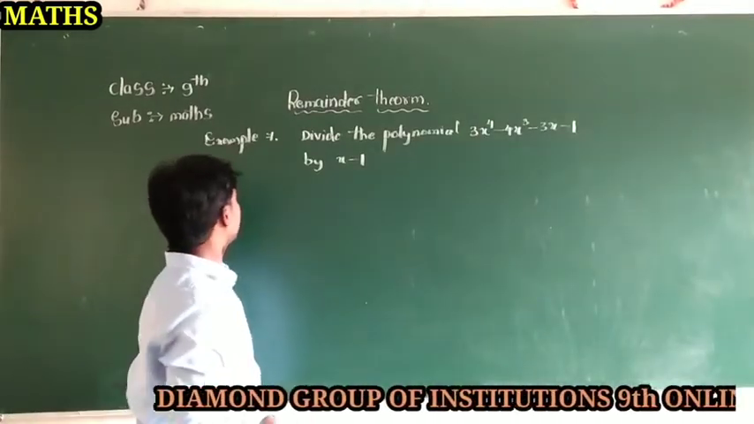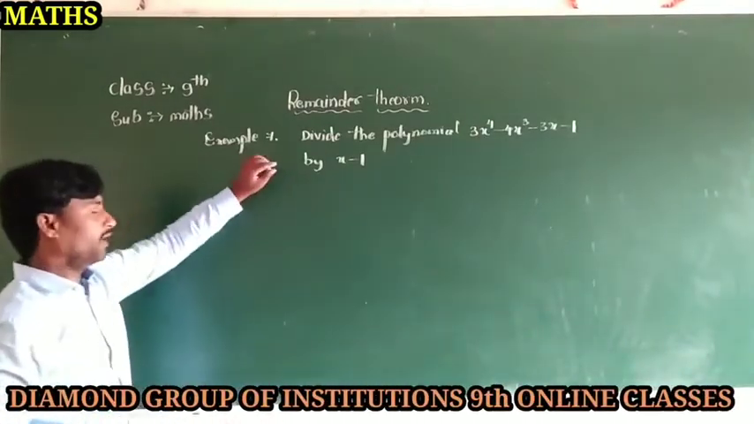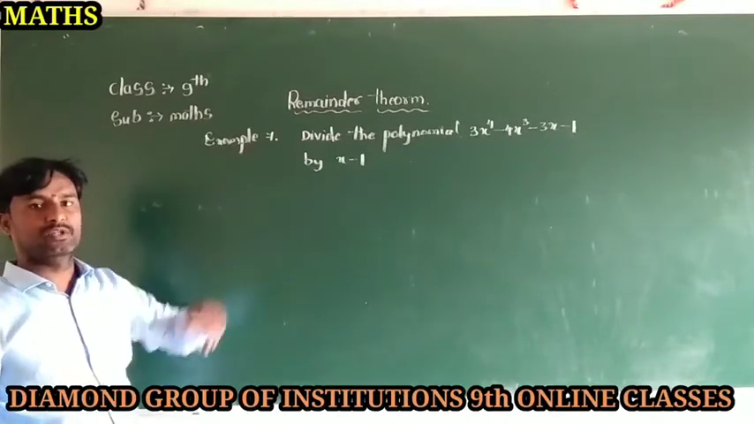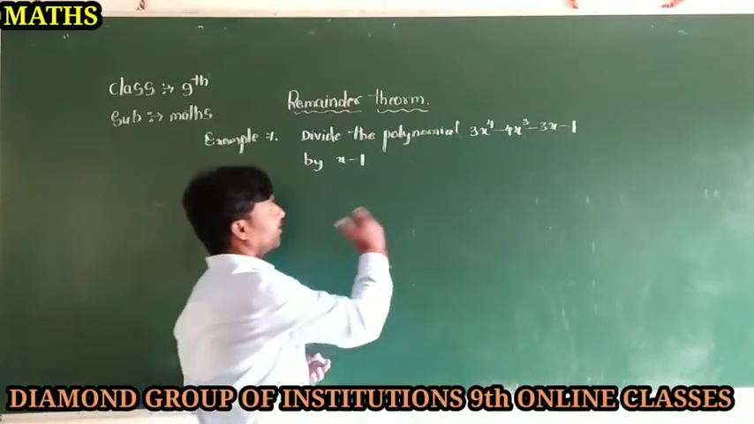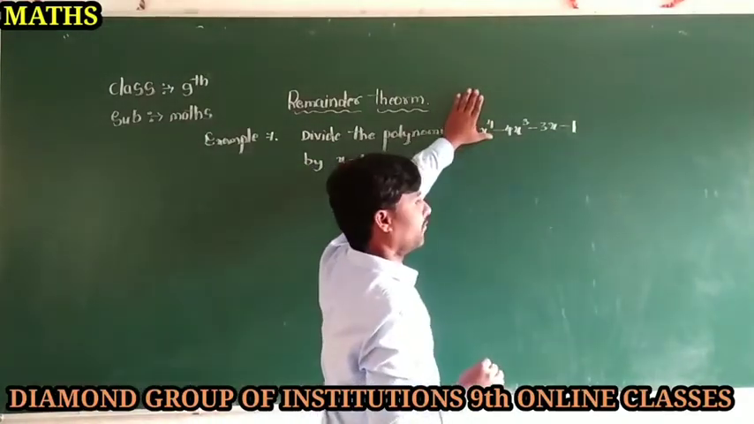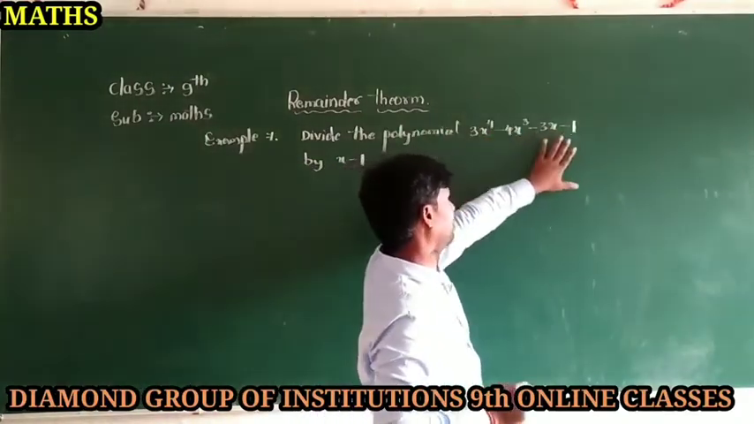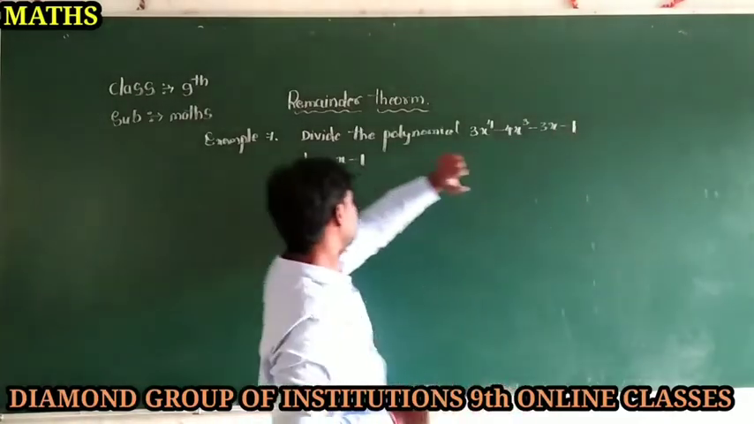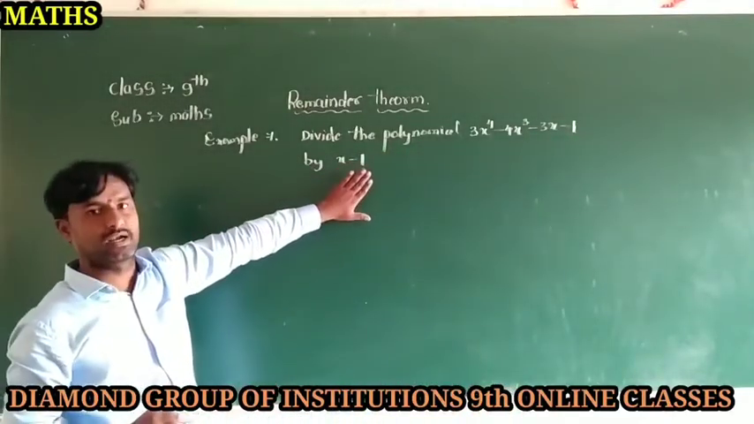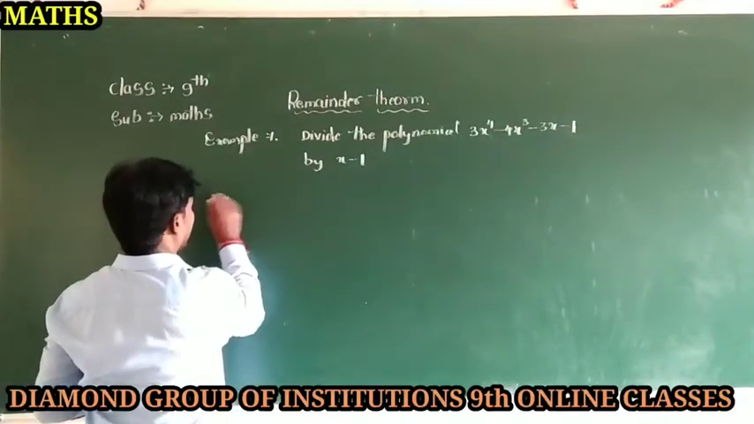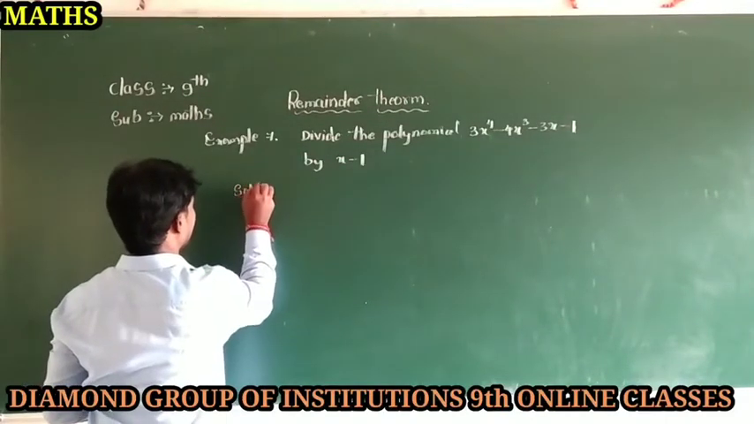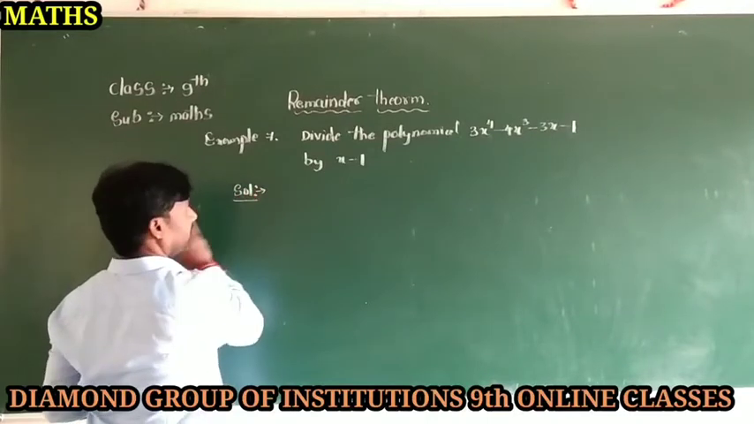Yes, dear students. I explained to you the 6th question. Now we are going to the 7th question, dear students. The 7th question is given like that: divide the polynomial 3x raised to the power of 4 minus 4x raised to the power of 3 minus 3x minus 1 by x minus 1, dear students. Okay. Now I am doing the division. Long method only I am doing the division. Afterwards we will go to the short method, that is the remainder theorem, dear students.